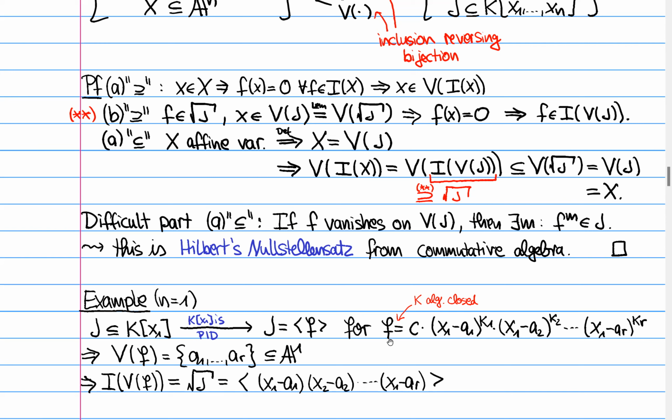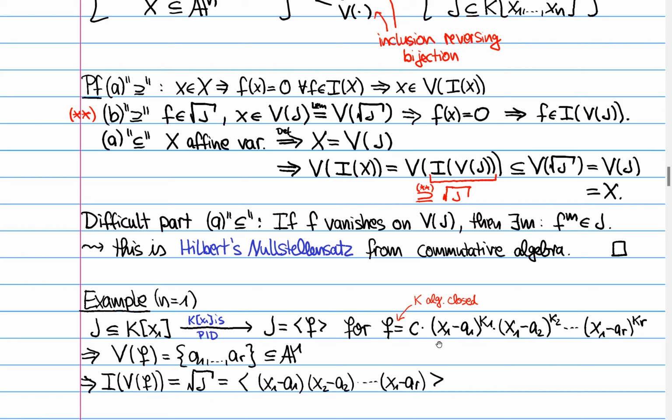And then because K is algebraically closed, another characterizing property is that this f decomposes into a product of linear factors. In other words, you can always choose this generator to be of this form: some coefficient c, and then linear factors of the form x1 minus ai to some powers. So this is the one equation that we impose, that this f should vanish.